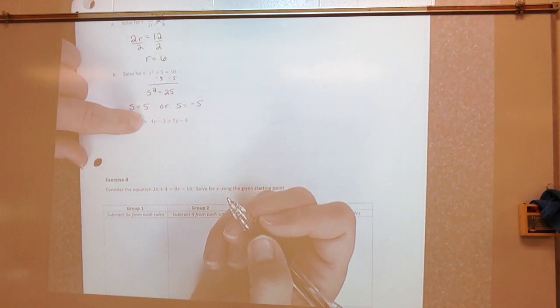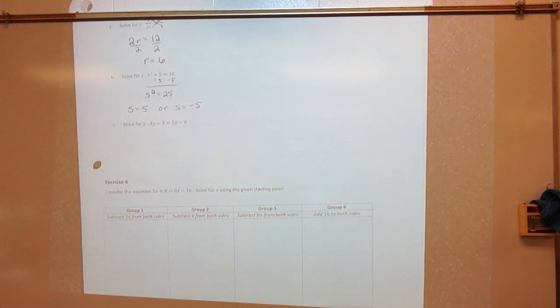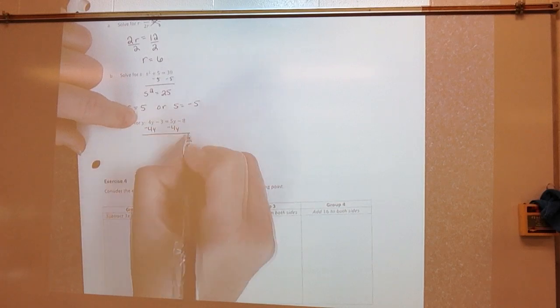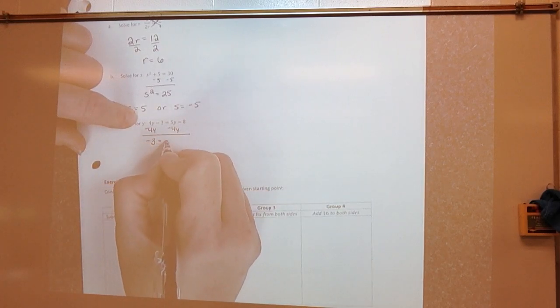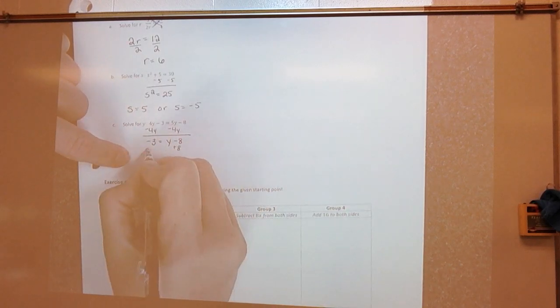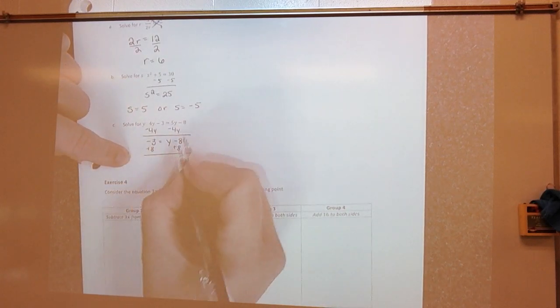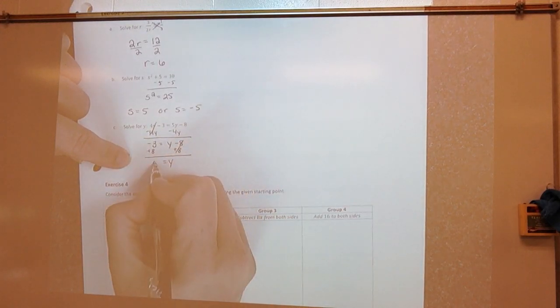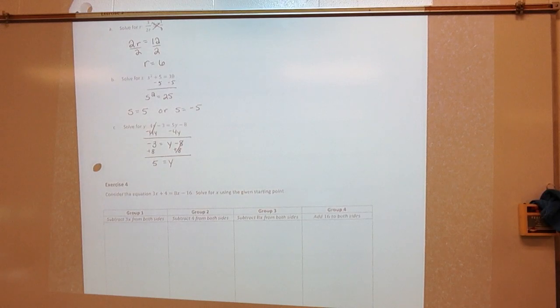Solve for y. Guys, the whole point of this lesson has been why we have to do to one side what we do to the other. So if I subtract 4y here, I get -3 is equal to y minus 8. I can add 8 to both sides. Those cancel, so I end up with y is equal to 5.